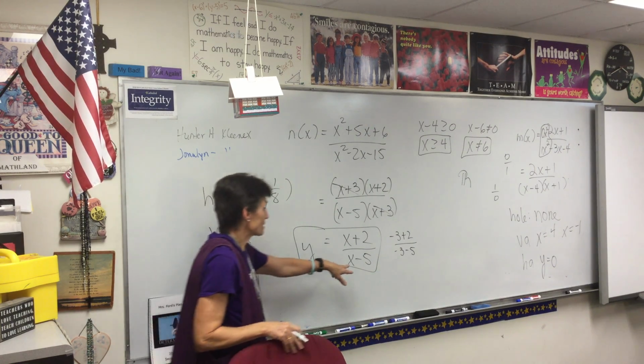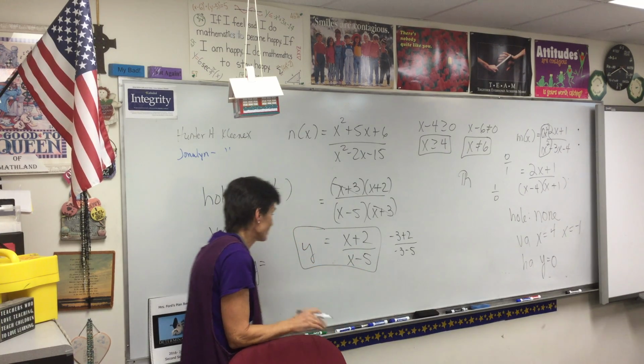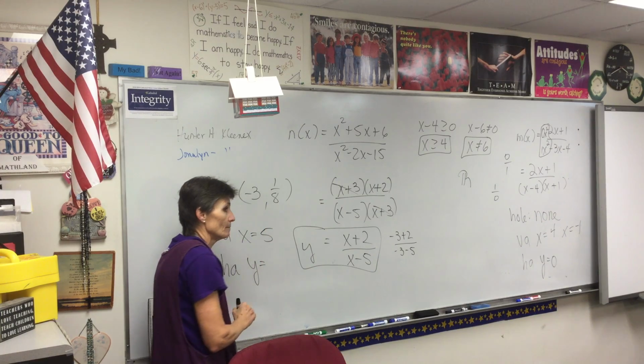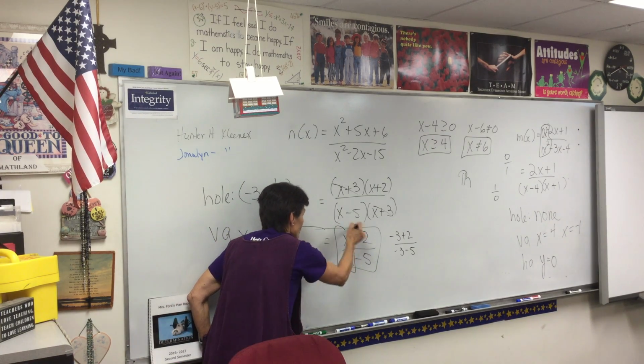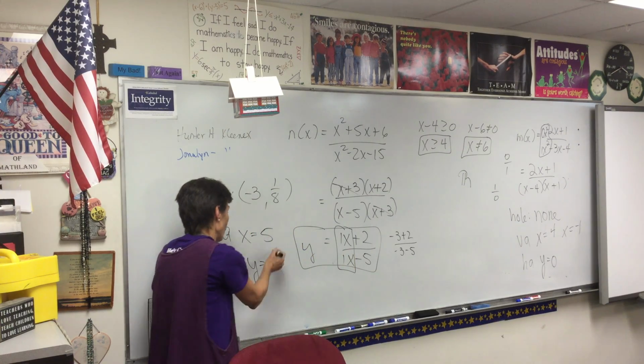Where's my vertical asymptote? Your beady little eyes should be looking right here. X equals 5. Horizontal asymptote, you're looking right here. That's 1 over 1, which is 1.